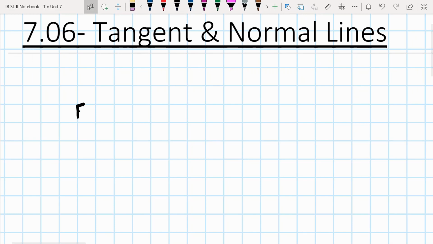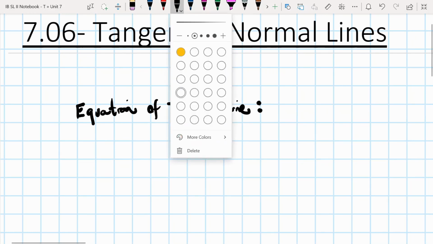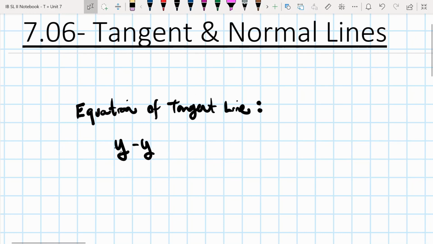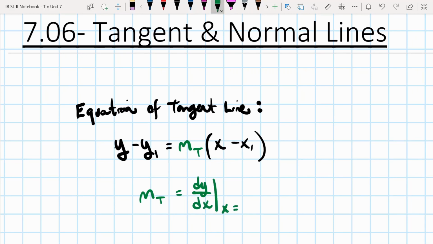Let's recall that the equation of a tangent line of a function can be evaluated by using the following formula. So y minus y1 equals m sub t times x minus x1. And m sub t is defined as the value of the derivative of a function at x equals x1.